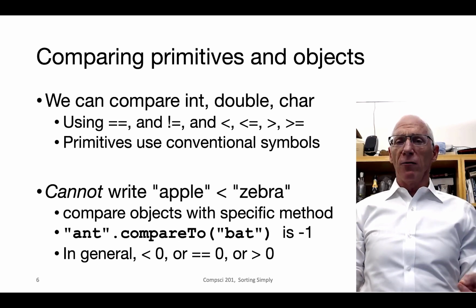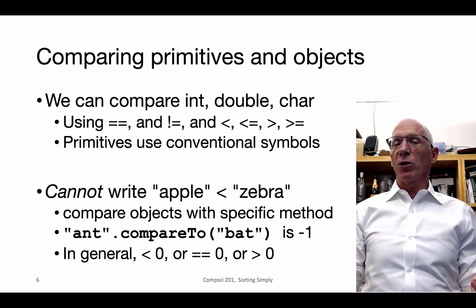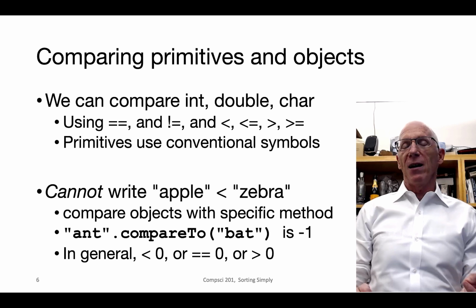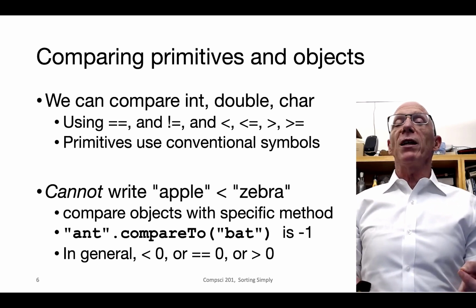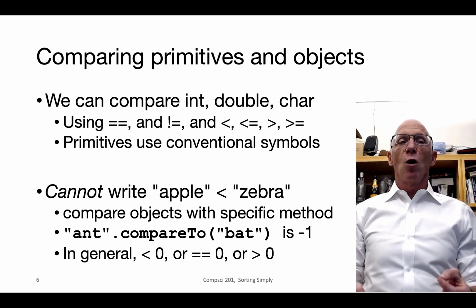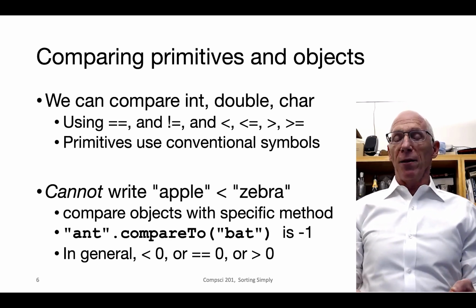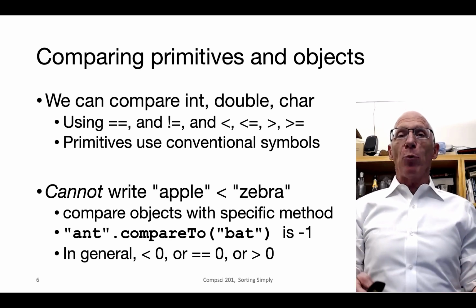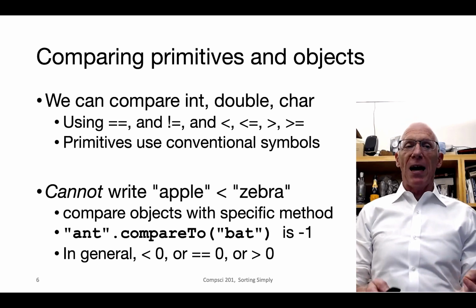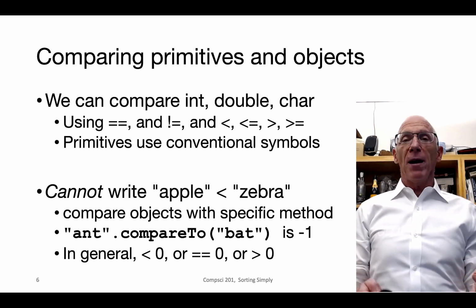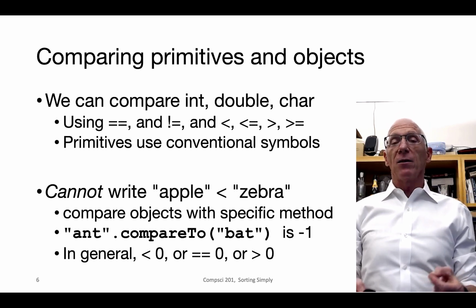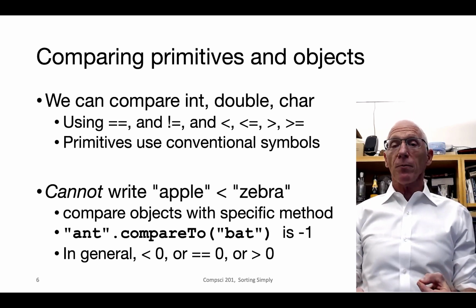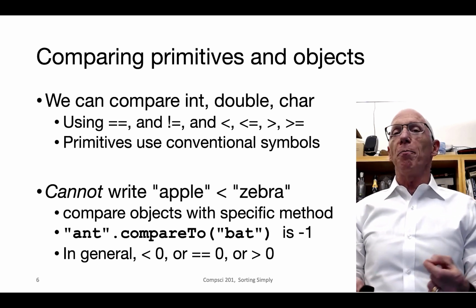With primitives, we can simply use ==, !=, <, >, <=. But just as we can't use == with objects, and we had to use the .equals method, we can't write apple < zebra for the strings apple and zebra. We must compare them using an analog to .equals, and that analog is .compareTo. So we can write ant.compareTo(bat).